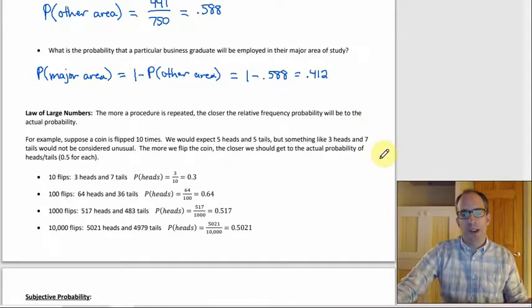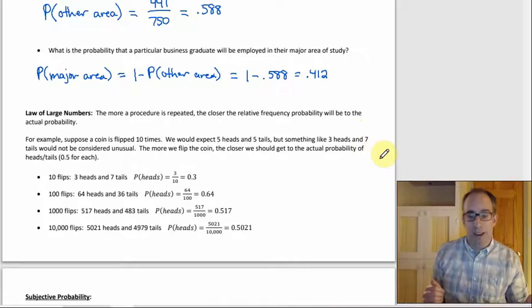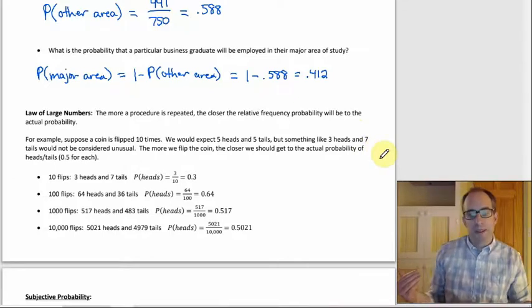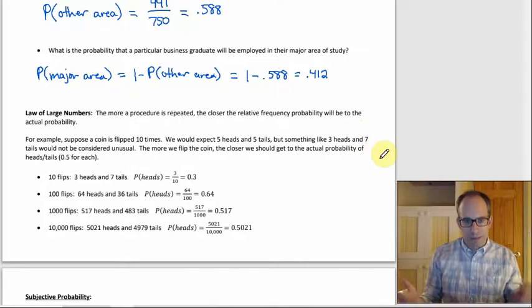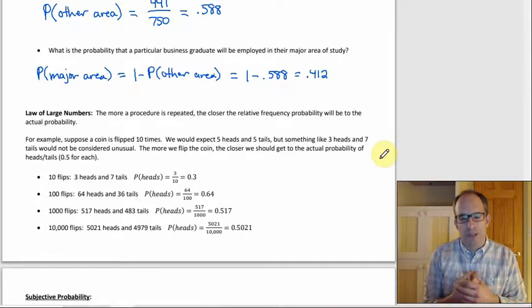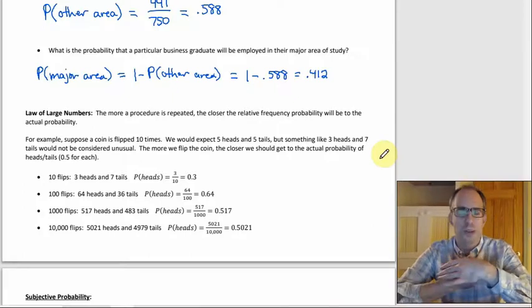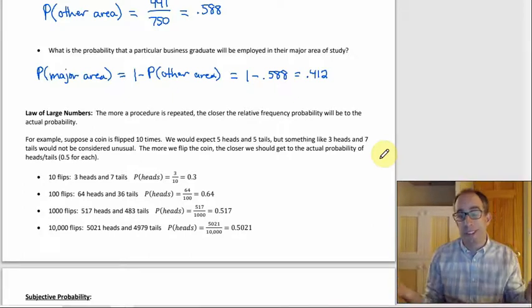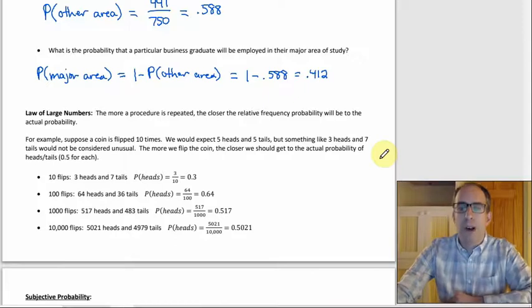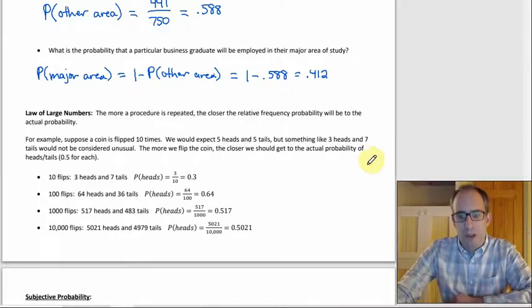So just for an example, suppose you flip a coin 10 times. What you'd expect, like what would be the most common possible result before you start doing the flipping is 5 heads and 5 tails. But if you get something that's a little bit off, that's not weird, right? You get 4 and 6, that's not weird. You get 3 and 7, even really that's not weird. Not with only 10 flips.